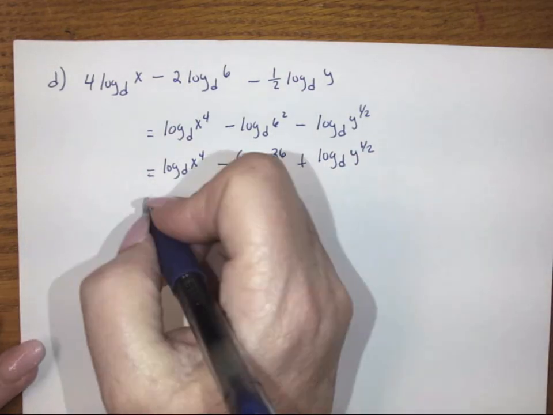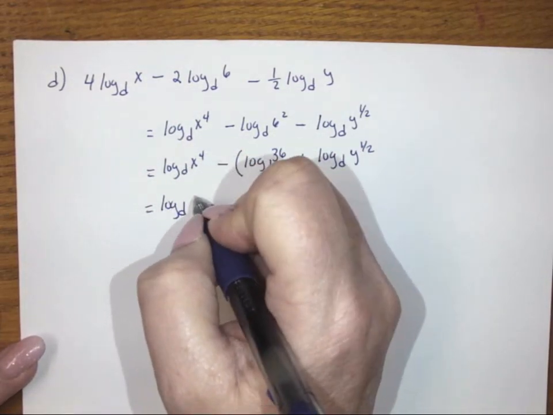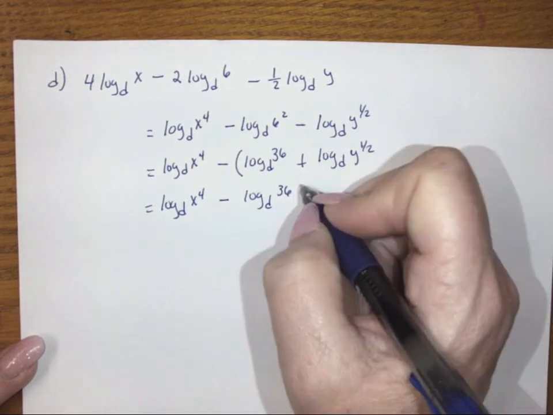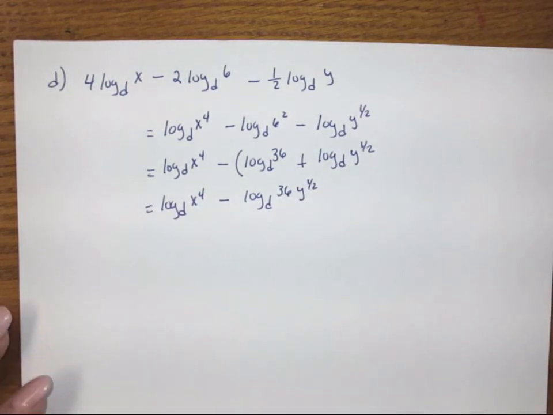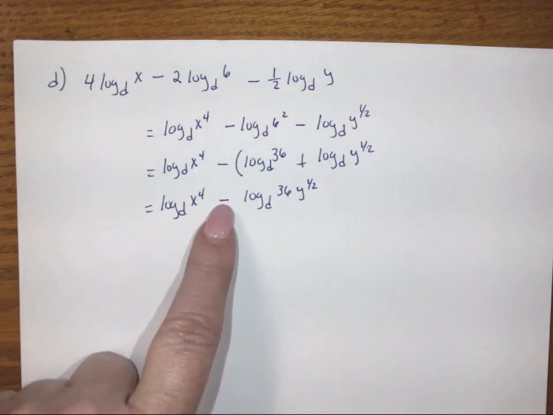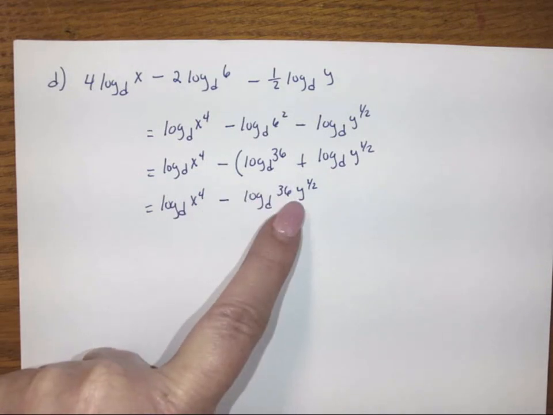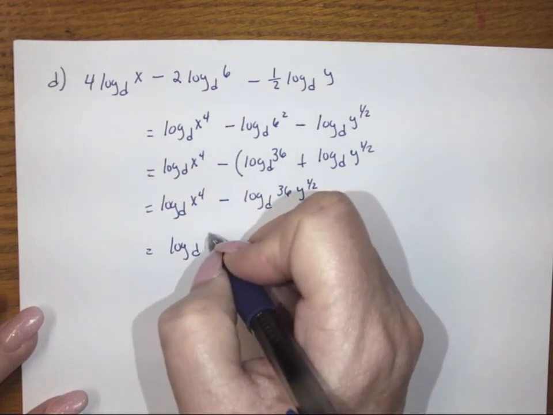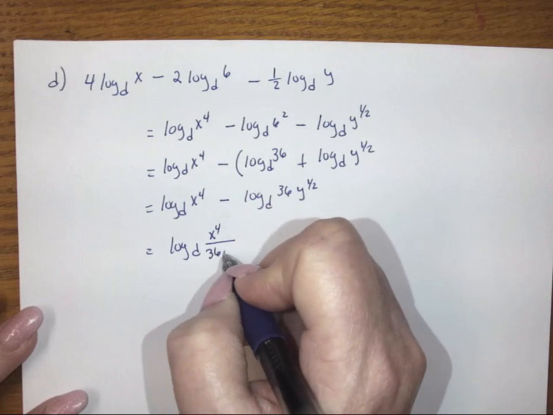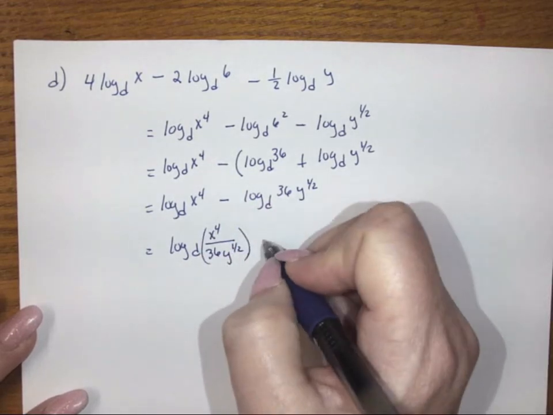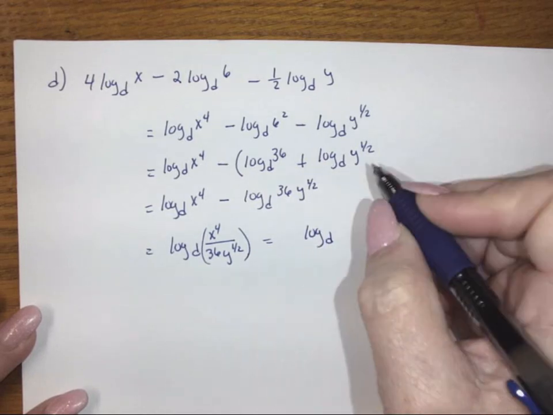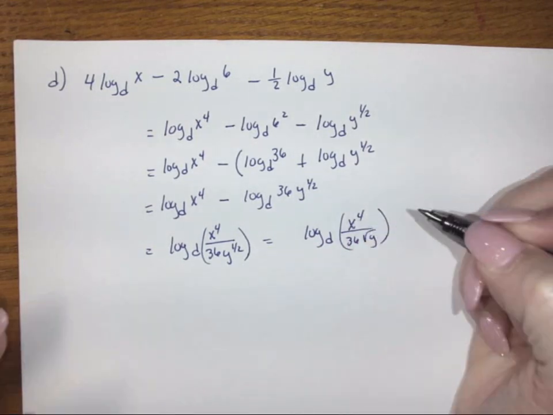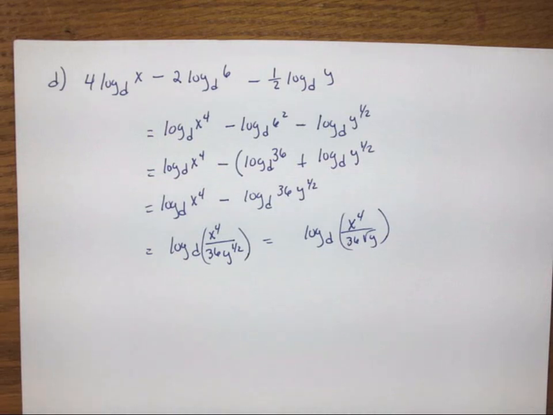So now this can become multiplication. So log base d of x to the 4th minus log base d of 36 times y to the 1/2. Now we have subtraction, so this is going to be on the top and this will be on our bottom because it's going to be division. So this will be log base d of x to the 4th divided by 36y to the 1/2, and y to the 1/2 can be rewritten as log base d of x to the 4th over 36 square root of y. So that one's a little bit longer in all the steps that you need to take.